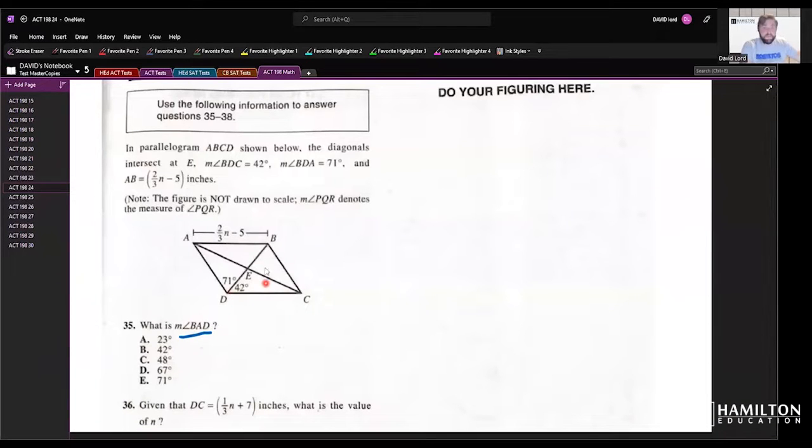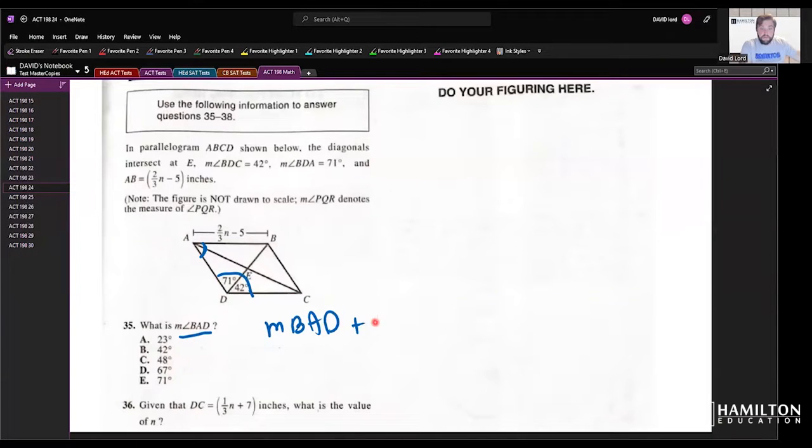Question number 35. What is a measure of angle BAD? So angle BAD is this whole angle right there, and that's part of a parallelogram. And you may recall from question number 1 of this test that the consecutive angles of a parallelogram are supplementary. So if I add angle BAD with angle ADC, that should add to 180. Let's give it a shot.